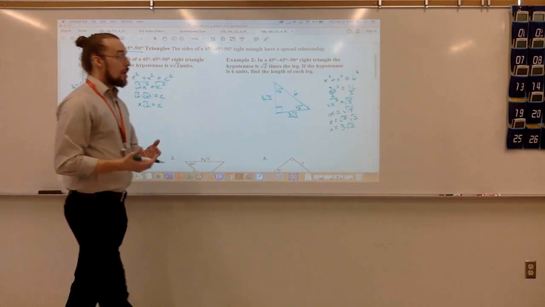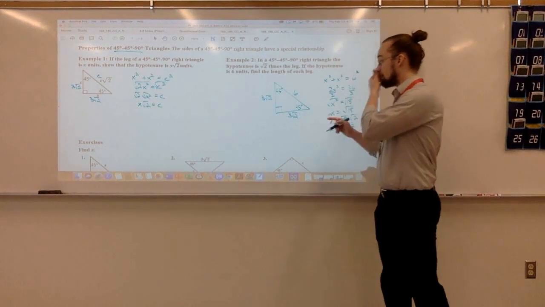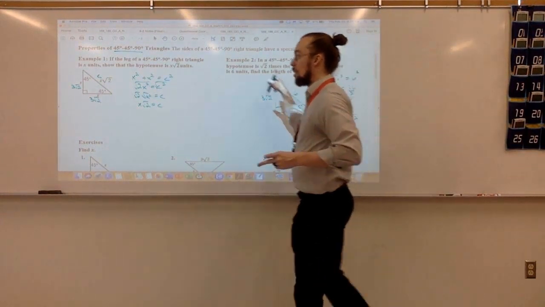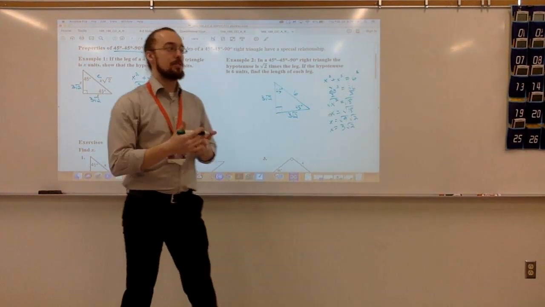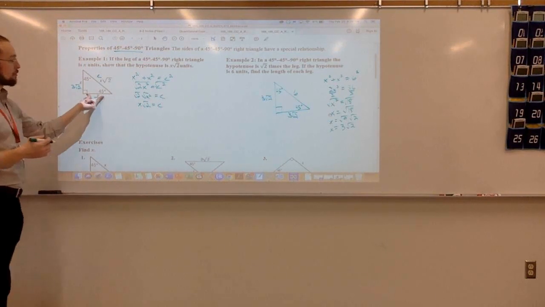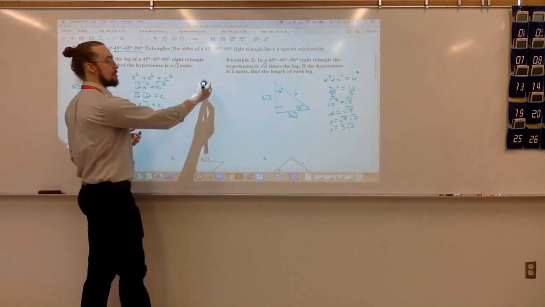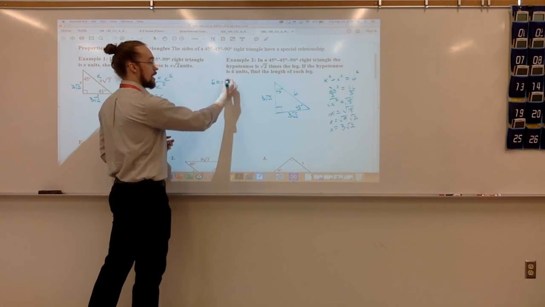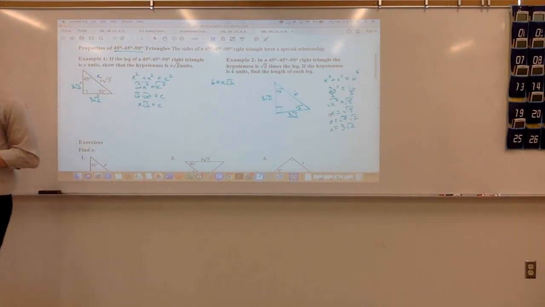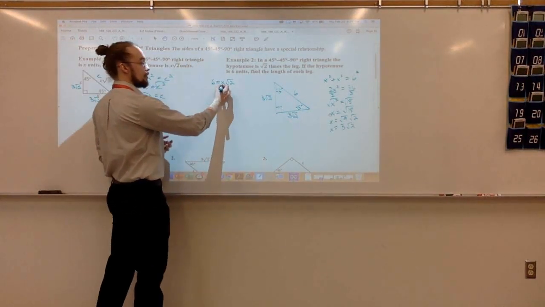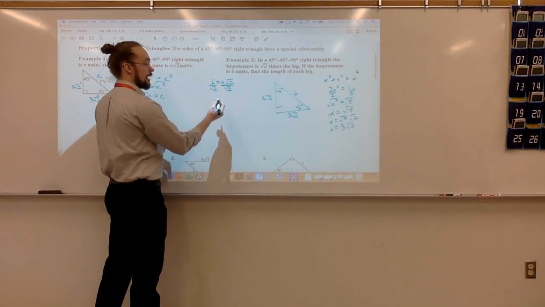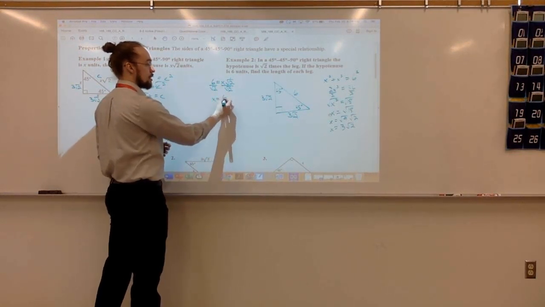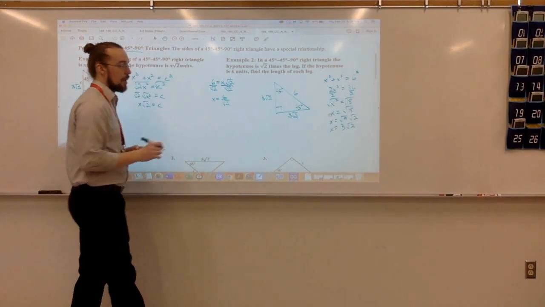Alright, so the shortcut. If I know the hypotenuse, I can set the hypotenuse equal to x times the square root of 2. Okay, we're solving for x here. So if I just say 6 equals x times the square root of 2, I want to solve this equation for x. Well, all I would need to do is divide both sides by the square root of 2. And I end up with x equals 6 over the square root of 2.